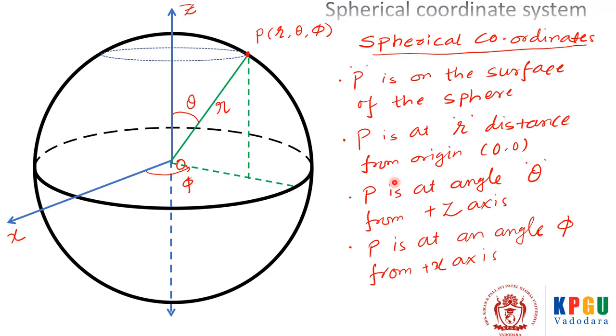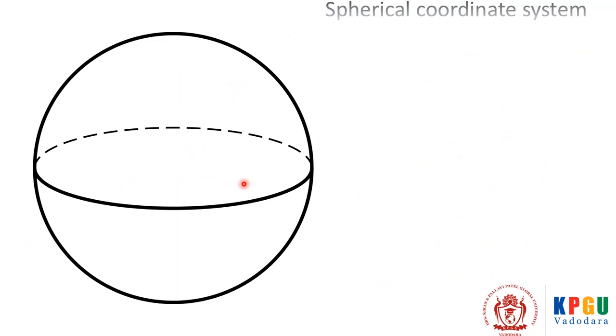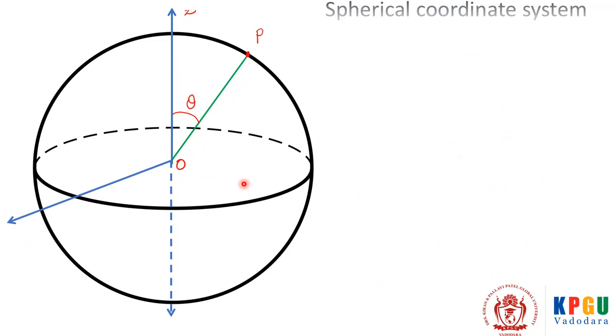Now, look at this. This P is on the surface of this sphere. We have already seen that. P is at a distance r from the origin, P is at an angle theta from the z-axis, and P is at an angle phi from the x-axis, where the plane containing point P is at an angle phi from it. This is what we have already shown in this plane.